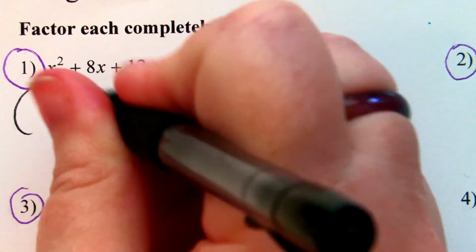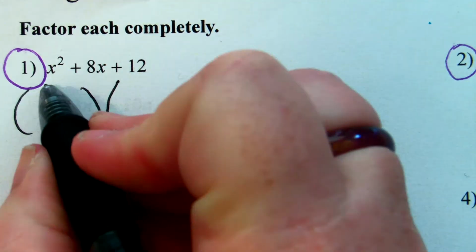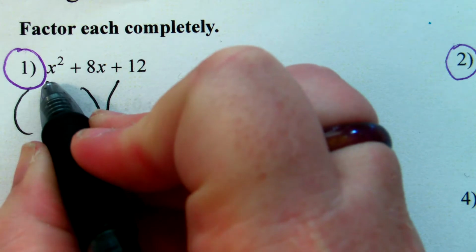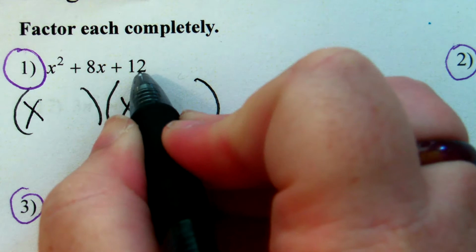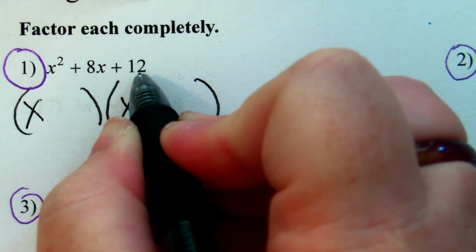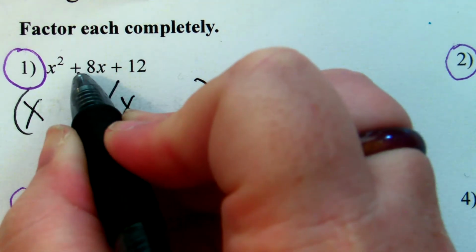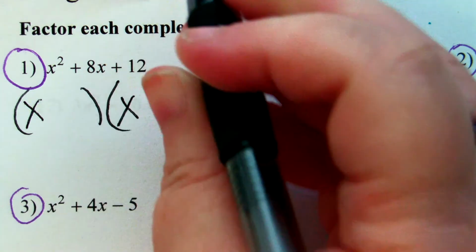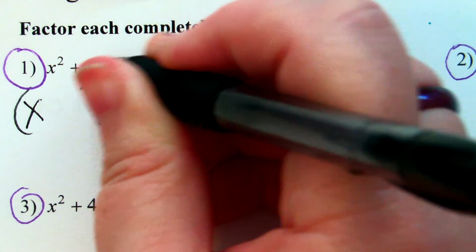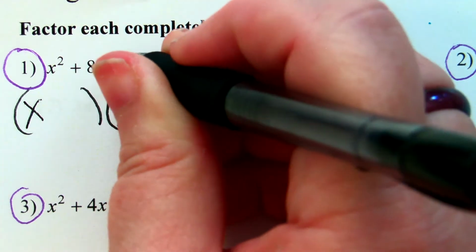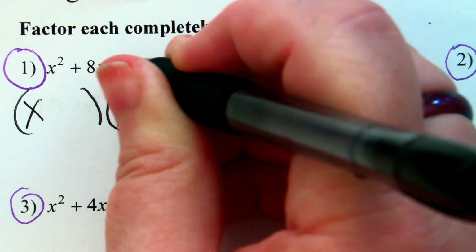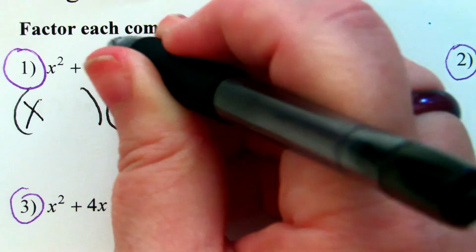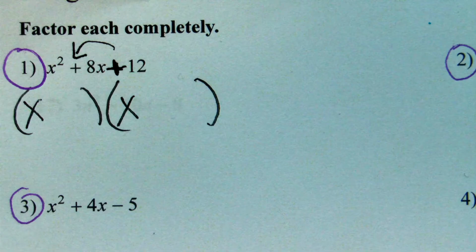So the way we get x squared is x times x, and then we want to know how we get 12, but it has to add to 8. And the reason why it has to add is because this is a plus. So they're both going to be the same as this. They're both going to be pluses.